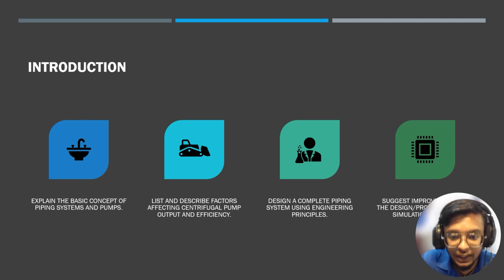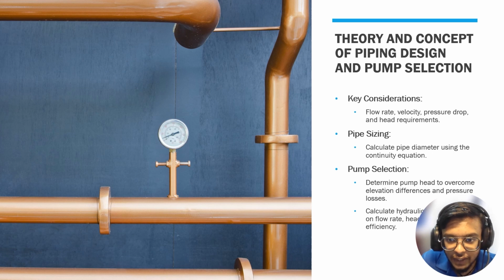Our theoretical calculation provided a solid start, while simulations fine-tune the design for efficient operation. Considering results from both methods confirms our design's validity. As I was talking about the third one, design a complete piping system and the principles. And the last one, overall our design process including material selection and simulation has created a durable and efficient piping system. Next, I'm going to proceed to theory and concept of piping design and pump selection.